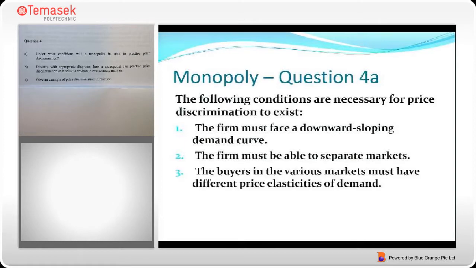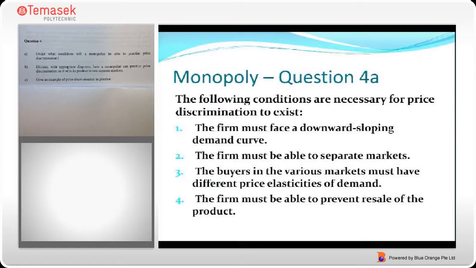The next part is the buyers in the various markets must have different price elasticities of demand. So basically what this means is with the market that is more price inelastic, in order to maximize total revenue, we would actually increase price. When the market is price elastic, we would actually reduce price in order to increase total revenue.